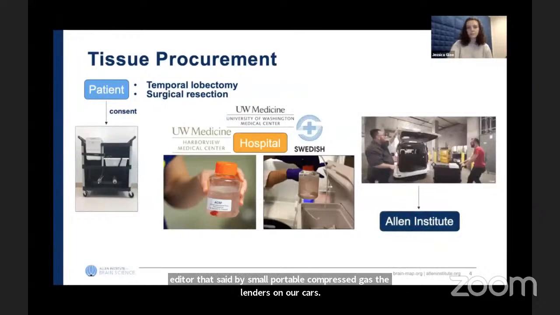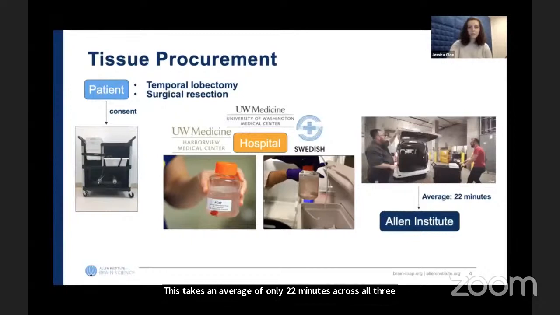This takes an average of only 22 minutes across all three hospitals. 2021 has been a slower year for us with 28 cases so far, but we typically go through this process around 50 times a year.